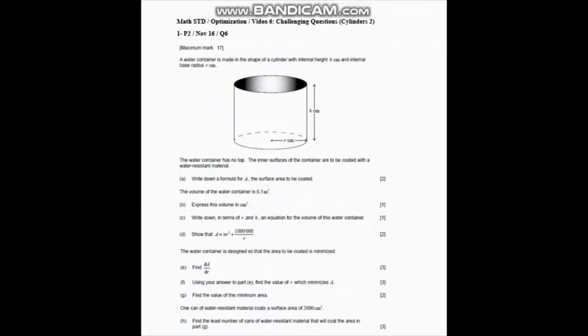Finally, I'm told that 1 can of water-resistant material coats a surface area of 2000. I want to find the least number of cans that will coat the area in part G. So I shall simply divide my area by 2000 in order to get the number of cans that I need to coat the cylinder. So if 1 can coats 2000, I just want to figure out how many cans I need. So I'll just divide the area by 2000.